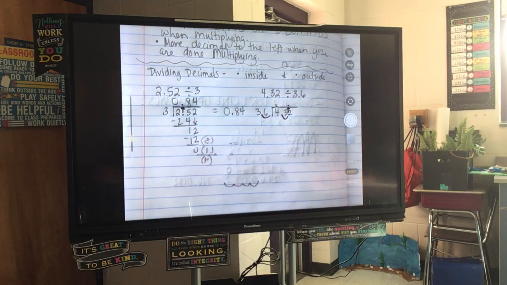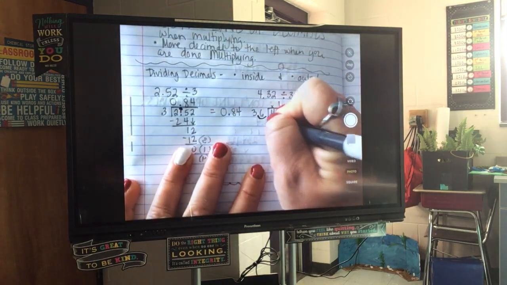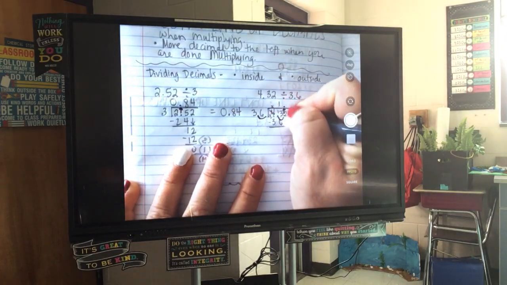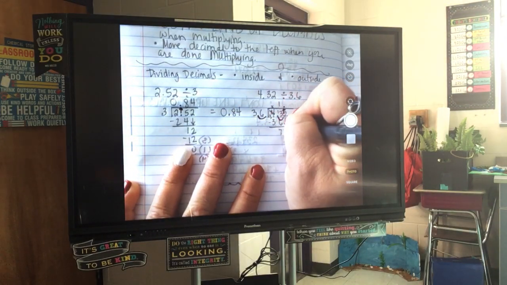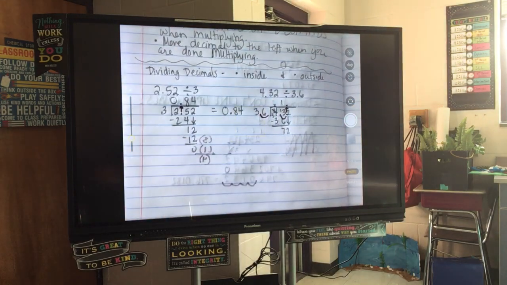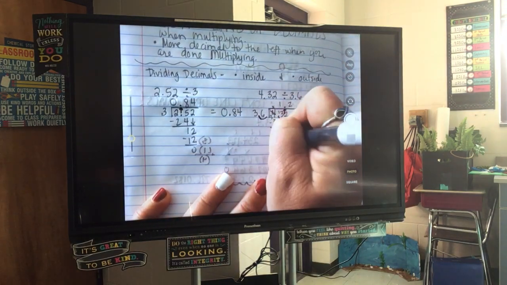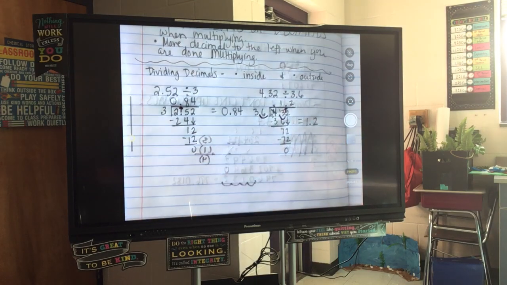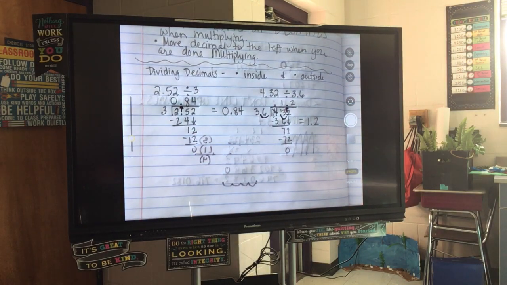Alex? So I'm going to multiply that by 1. I'm going to do my subtraction. That's going to give me what, 7? Bring this down. Alright. 36 times what gives me 72? Carter? 2? Alright, so my answer to this one is 1 and 2 tenths. Alright, questions.